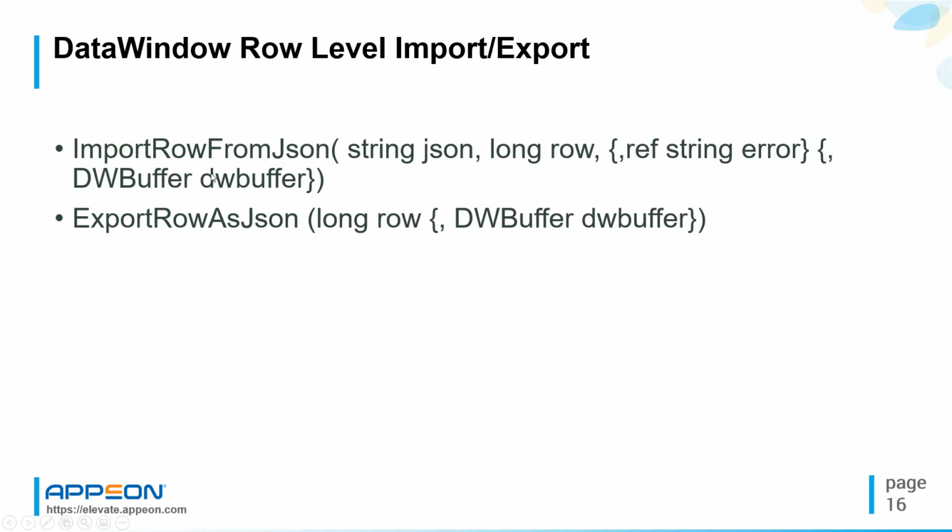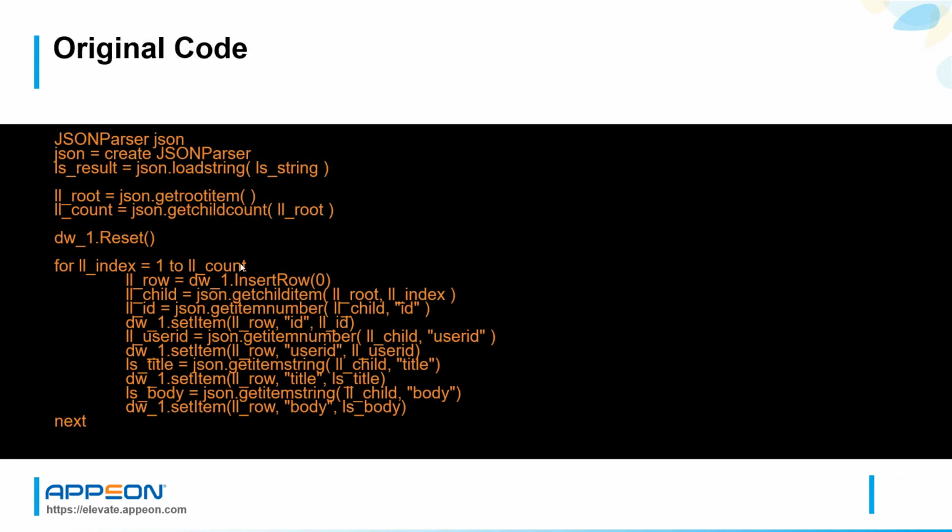Oh, when you do an import row from JSON, the status it takes is not modified. So that's something to be aware of. If you import a row as JSON and you want it to be treated as a sort of add operation, you would need to set the item status appropriately.